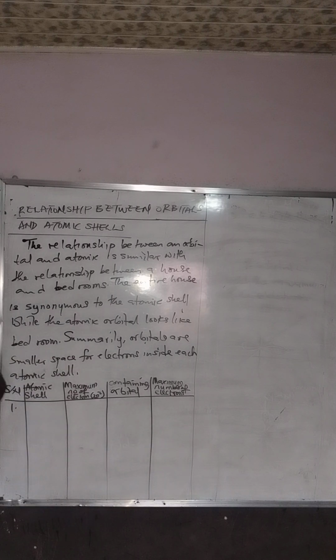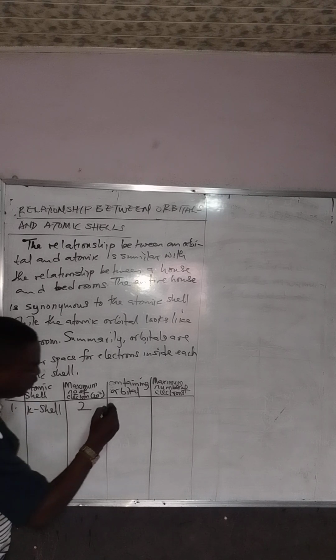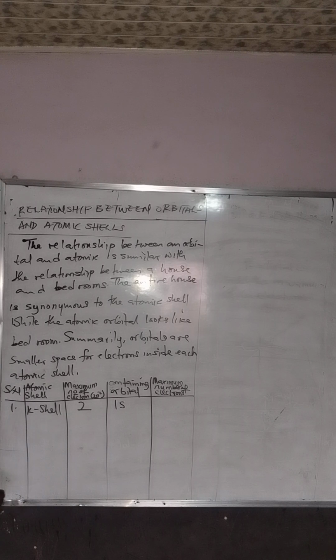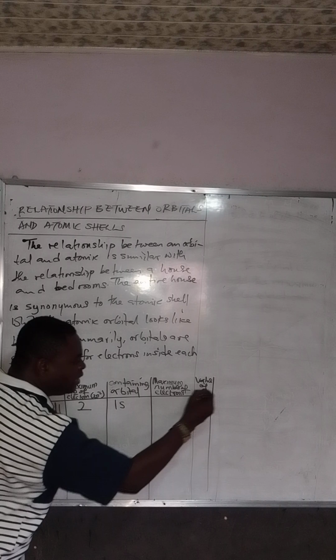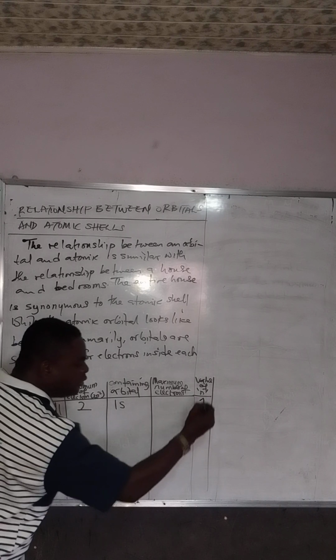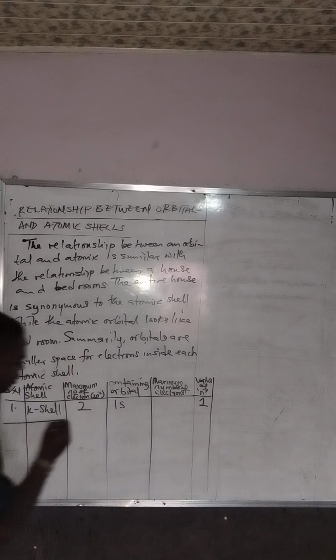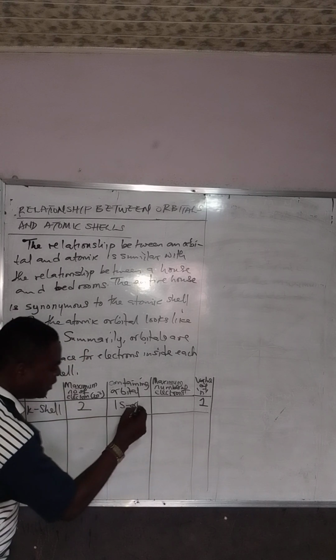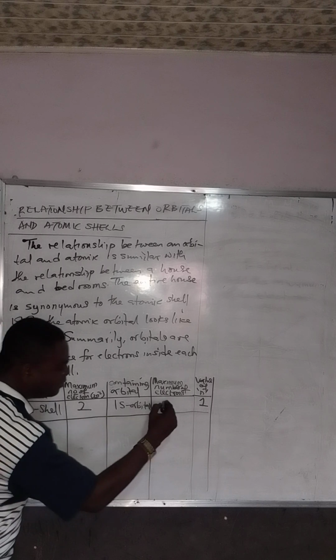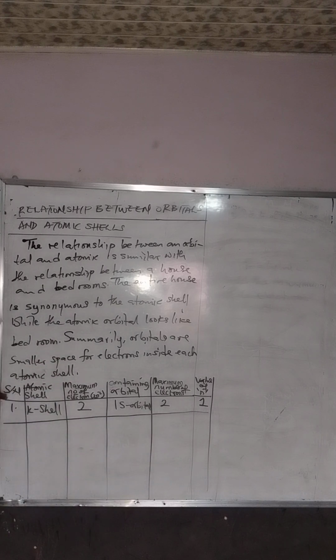Again, the first one is K shell. Using this formula, when your n is 1, K shell can carry a maximum of 2. We have discussed that in the previous video. Then what is the orbital it has? It contains 1s. Why? Because of the value of n, which is 1 because K shell is number 1. So that's the coefficient of this s orbital. And 1s orbital can carry a maximum of 2 electrons. So take note of that.